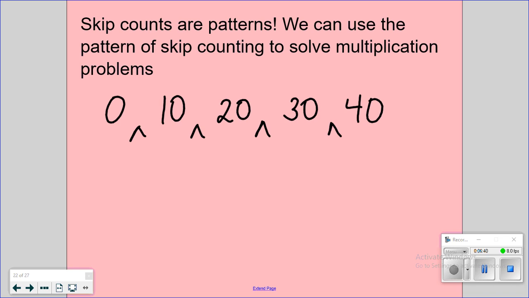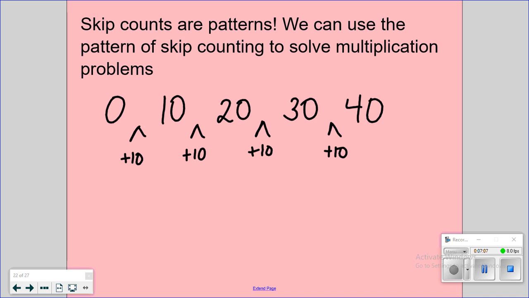What are we changing between each number? It's not a trick question. What am I changing between each number, Michael? I'm adding 10, right? So I'm going to write plus 10, plus 10, plus 10, plus 10.